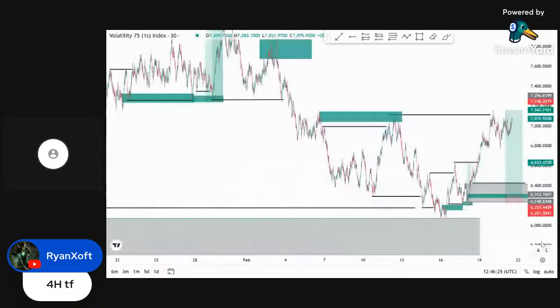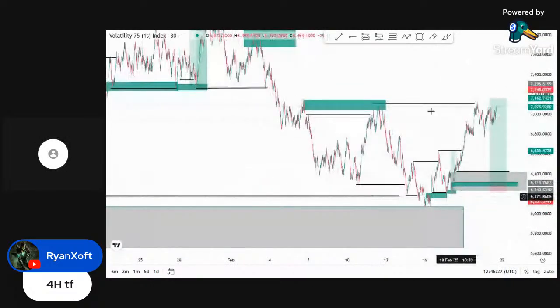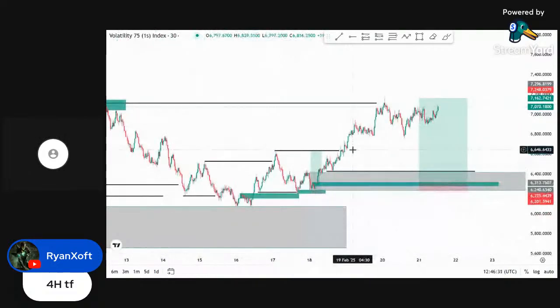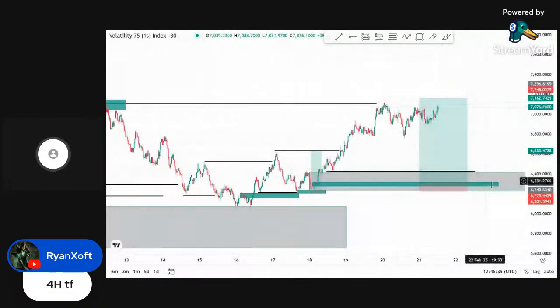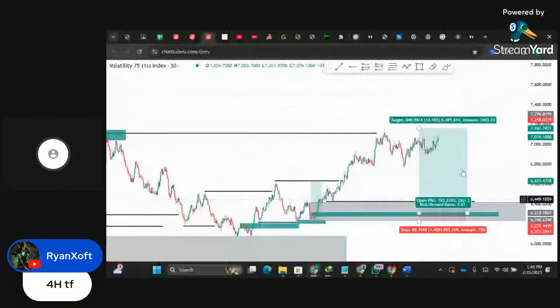You see clearly that price took another high. So obviously, what are we looking for? Waiting for price to come back all the way to these deep discounts and buy. So that's what I'm expecting for V751S.